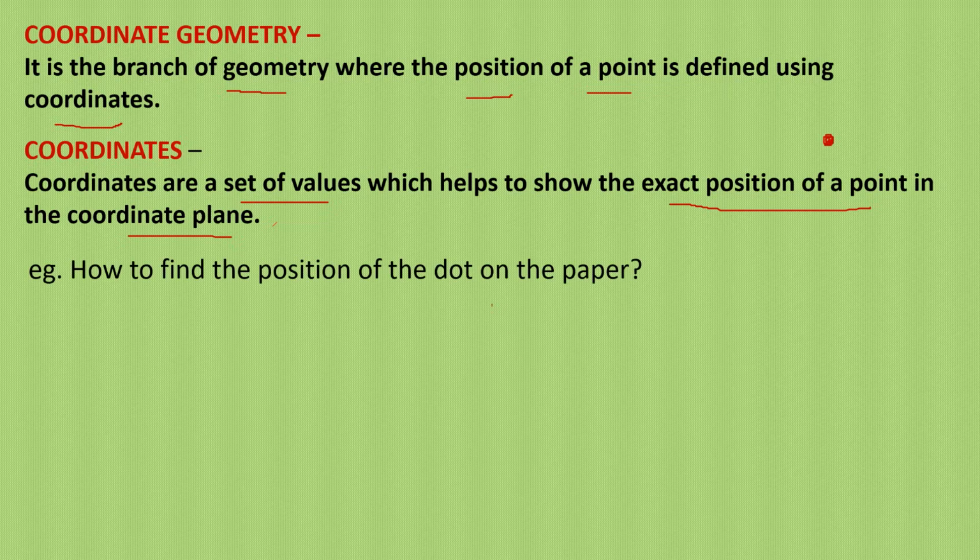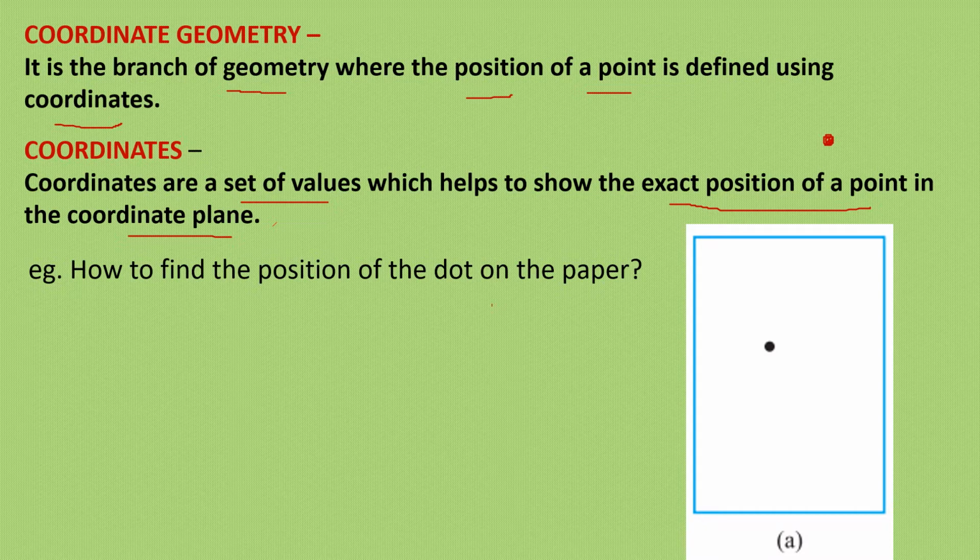Now I will explain this with an example. Here, how to find the position of a dot on the paper. You can see this is a piece of paper and we can consider it as a plane. Now on this plane there is a dot. We want to find out its position. So the branch of geometry by which we will find out its position is called coordinate geometry, and for the set of values we will have to give some values. Those values by which we will find its exact position are called the coordinates.